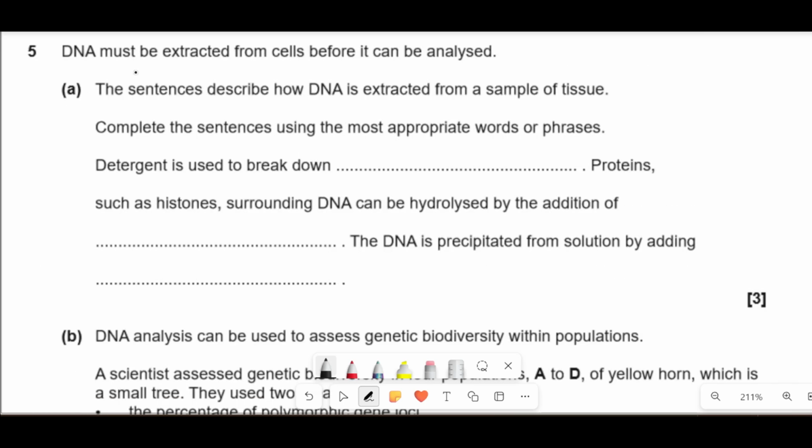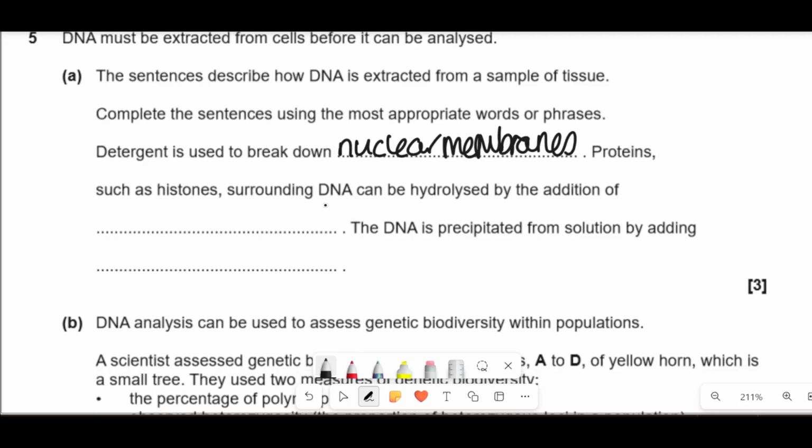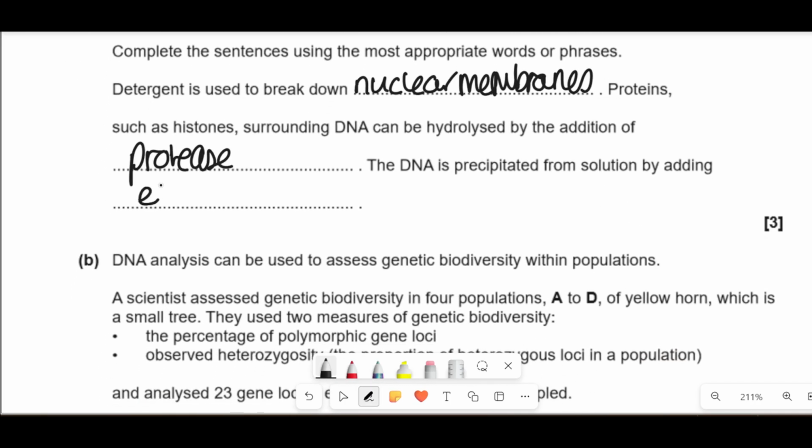So now it says DNA must be extracted from cells before it can be analyzed. Sentences describe how DNA is extracted from a sample of tissue. Complete the sentences using the most appropriate words or phrases. Detergent is used to break down something. We keep all that DNA in the nucleus and need to grab it out, so it's the nuclear membranes. Proteins such as histones surrounding DNA can be hydrolyzed with the addition of proteases. And then the DNA is precipitated from solution by adding ethanol. That's how they do it.